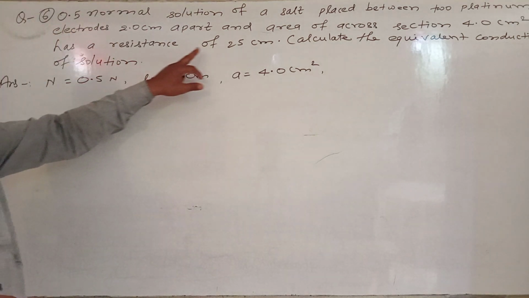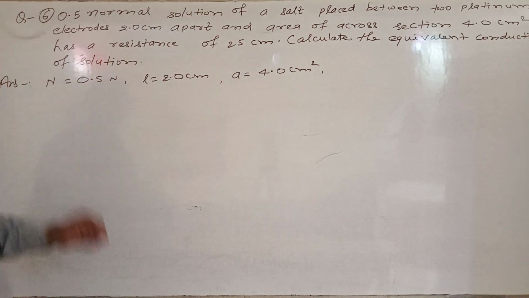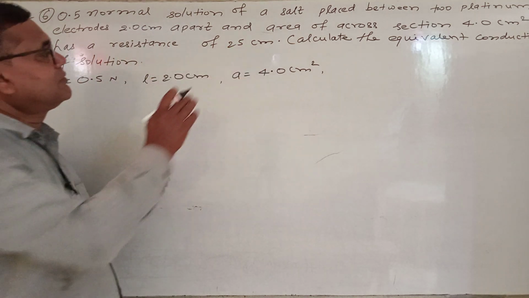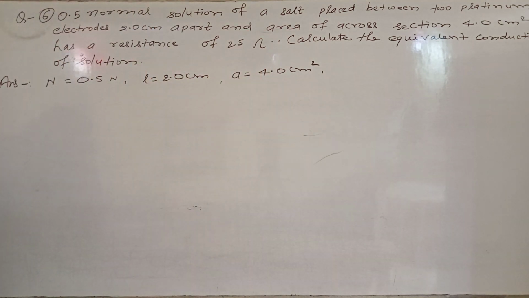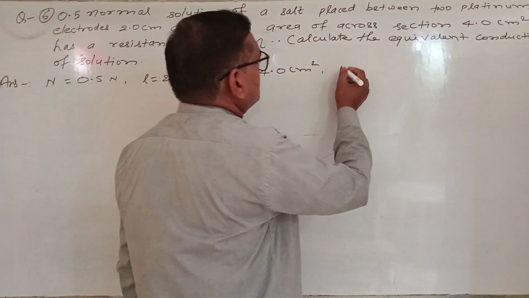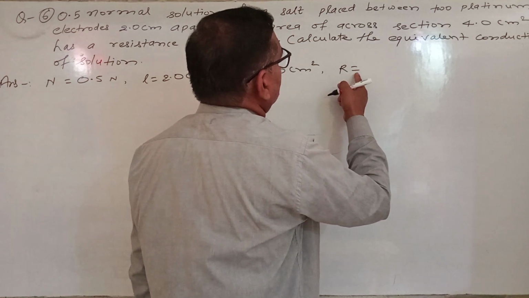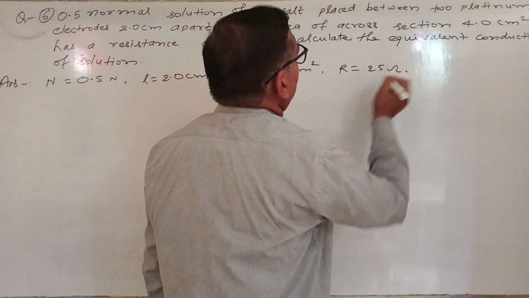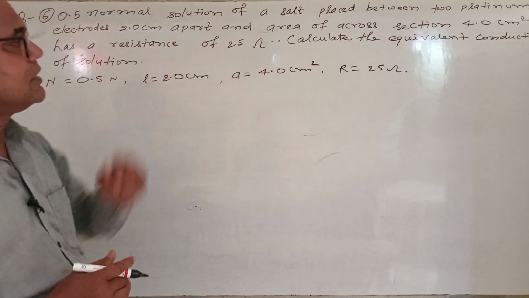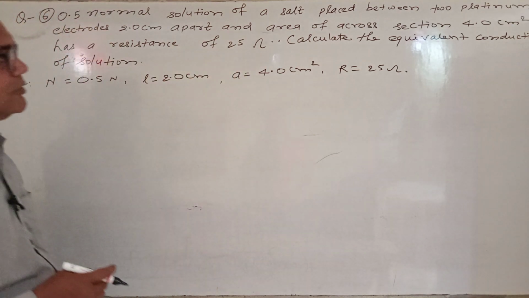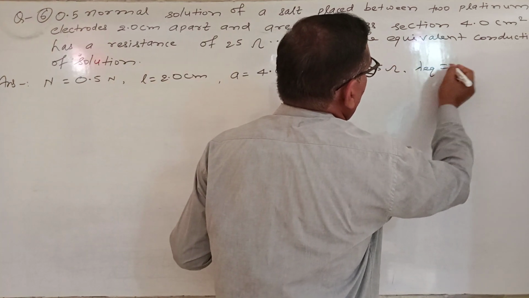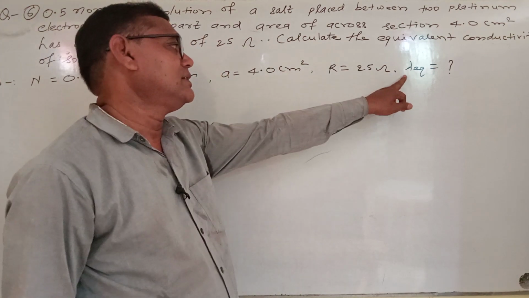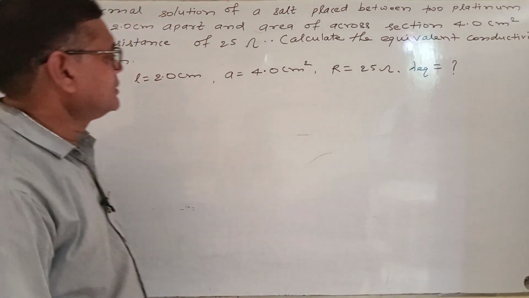Has a resistance of 25, not cm here, ohm. The symbol of resistance is R. We write R is equal to 25 ohm. Question asked calculate the equivalent conductivity of the solution. The symbol of equivalent conductivity is lambda EQ. Therefore, we write lambda EQ is equal to what?